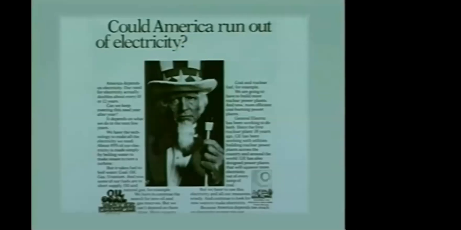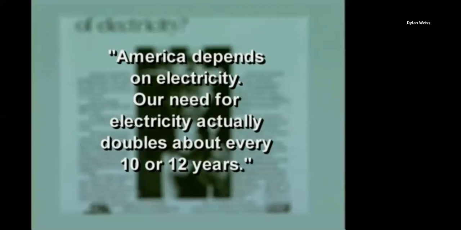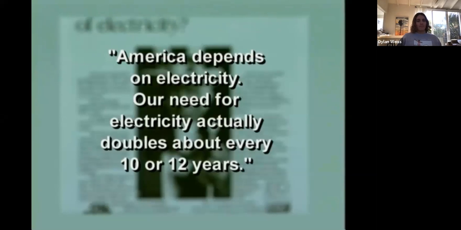Here's an ad from the year 1975, and it asks the question, could America run out of electricity? America depends on electricity. Our need for electricity actually doubles every 10 or 12 years. That's an accurate reflection of a very long history of steady growth of the electric industry in this country, growth at a rate of around 7% per year, which goes with doubling every 10 years. Now, with all that history of growth, they expected the growth would just go on forever. Fortunately, it stopped. Not because anyone understood the arithmetic, it stopped for other reasons.